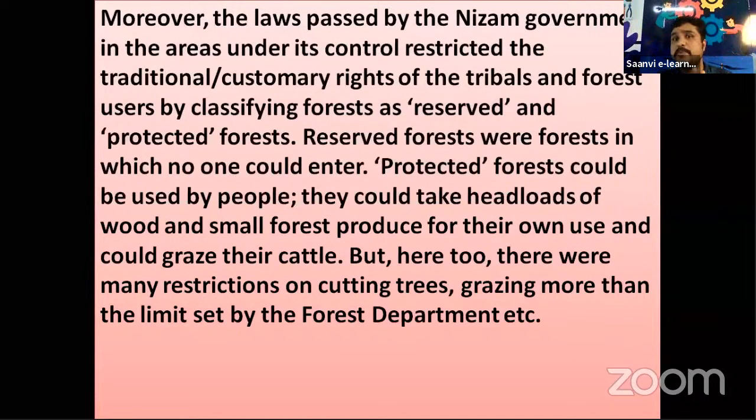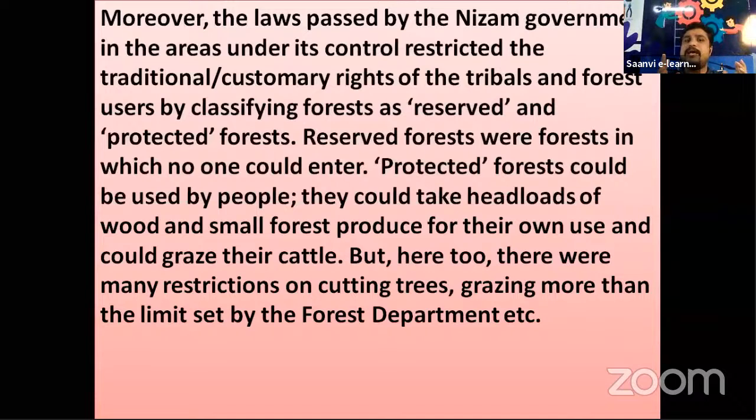Moreover, the laws passed by the Nizam government divided forest into two, reserved and protected. You can expect a question, what is reserved forest and protected forest? Reserved, no one could enter into the forest. Protected forest could be used by people. They could take headloads of wood, in the sense they can collect firewood, they can collect headload. Not like trucks or vehicles entering into the forest and taking timber from the forest. That type of activities not permitted.